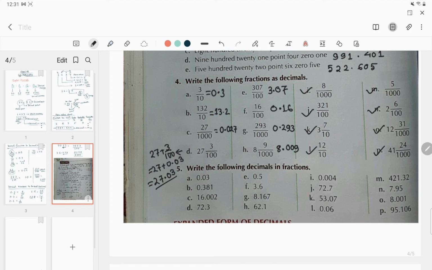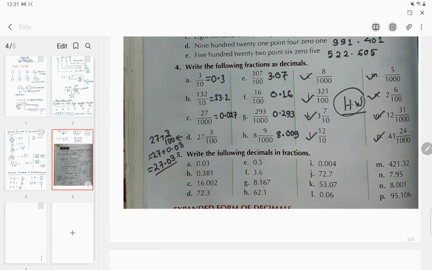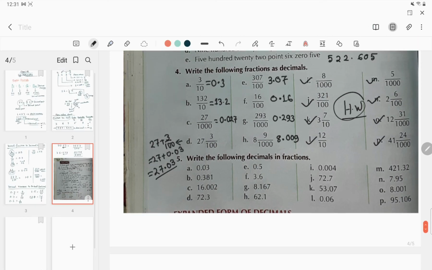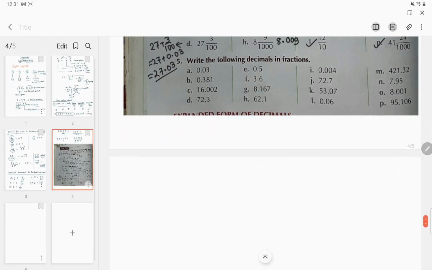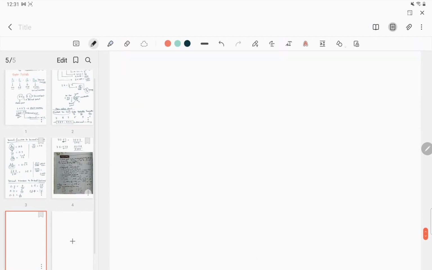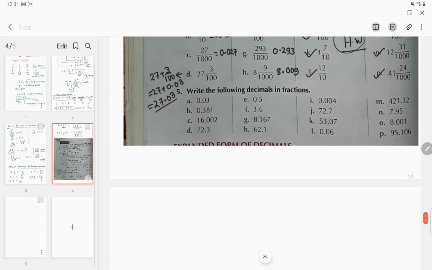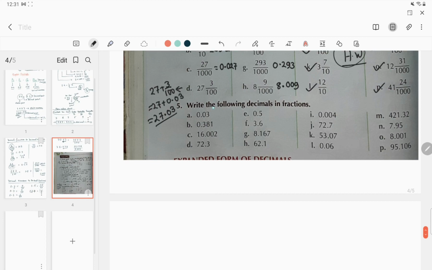Okay, I through P is your home task. Please do it. If you don't understand, then please ask me in the live class. Question number 5, convert the following decimals into fractions. Please convert 0.03. It is 3 by 100. Okay, it is 3 by 100.